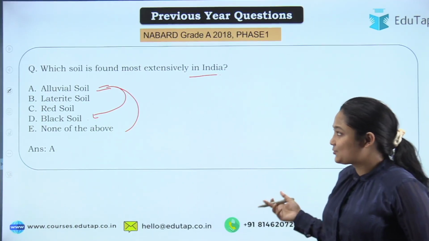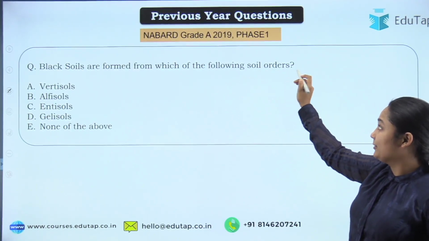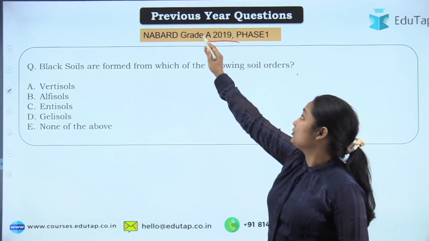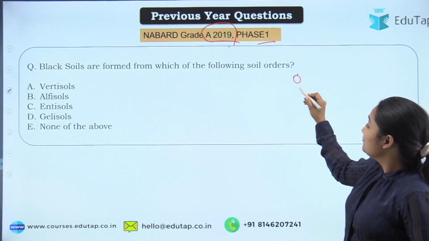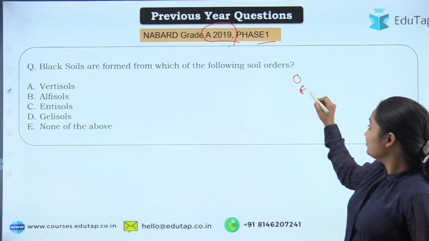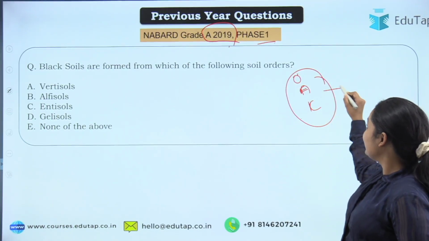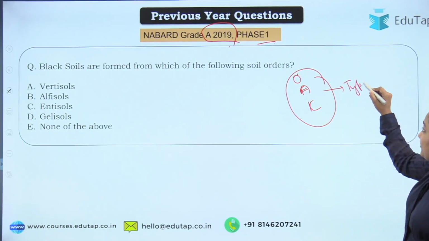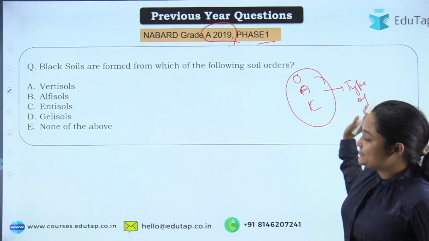Now moving to the next question. Black soils are formed from which of the following soil orders? This question appeared again in your 2019 Phase 1. As I have told you, again order, where it is found, area, and the last thing, crop. These three are very important when you are speaking about types of soil. So try to revise these points.